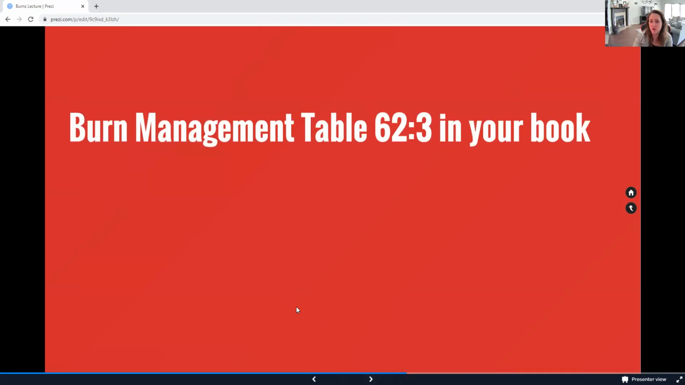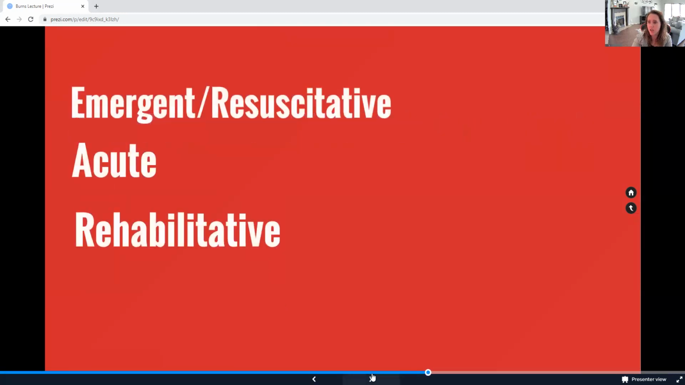I want you guys to look over and read Burn Management Table 62.3 in your book. That's an important one that I want you guys to look over and be familiar with before you come to class. So let's talk about the different phases of burn here.